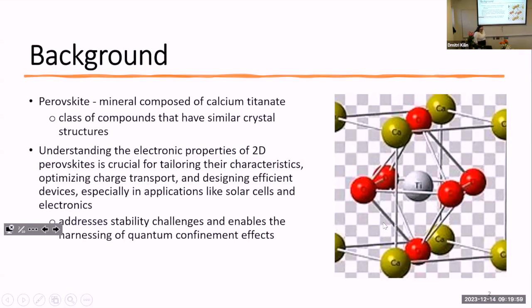Understanding these electronic properties is crucial for tailoring their characteristics, optimizing charge transfer, and designing efficient devices. These address the stability challenges and enable the harnessing of the quantum confinement effects.